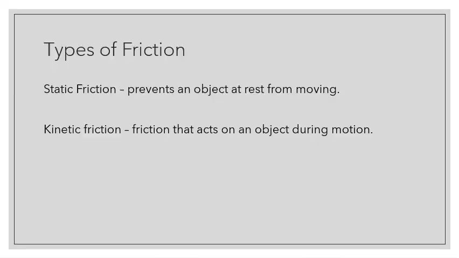So there are two types of friction. There's static friction, which prevents an object from moving, and there's kinetic friction, which is friction that acts during motion on an object. Static friction is given by the equation Fsf is equal to Fn times mu s, where Fn stands for normal force, while mu s is the coefficient of static friction for the particular object. So it changes depending on the surface.